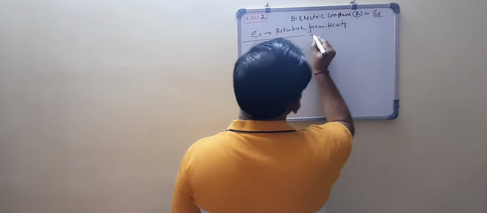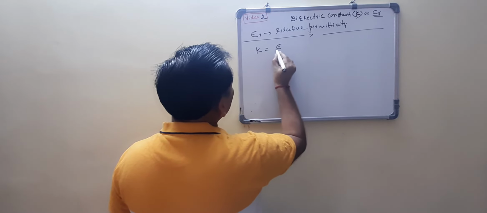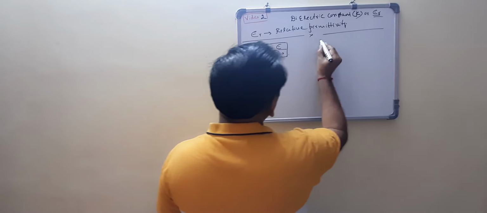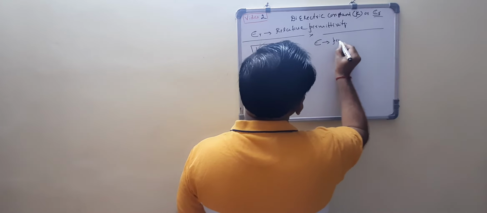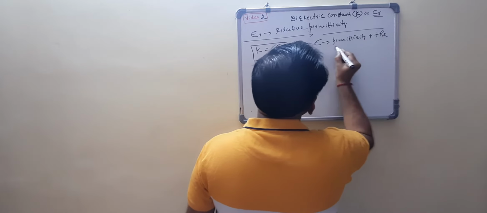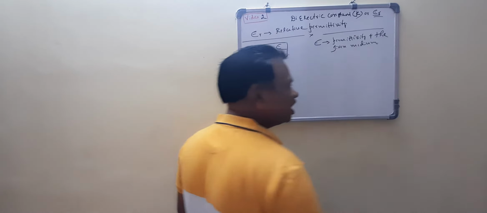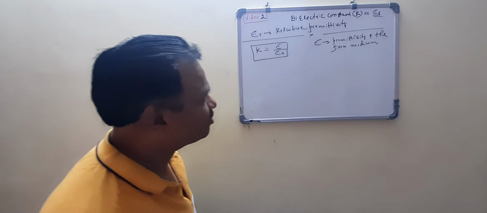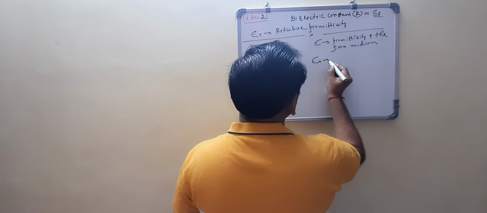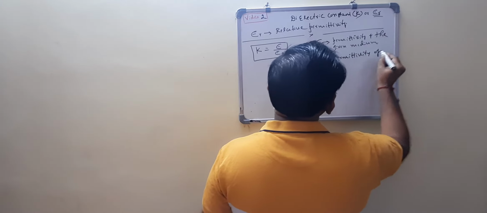Okay. What is the difference? K equal to, we can write like this, epsilon divided by epsilon 0. Here, what is epsilon? Epsilon is the permittivity of the given medium. Medium may be benzene, alcohol, mica, paper sheet, hydrochloric acid, any wax or something. What is epsilon naught? It is the permittivity of free space.